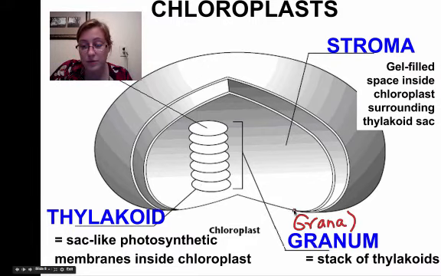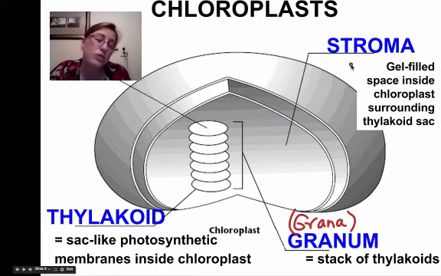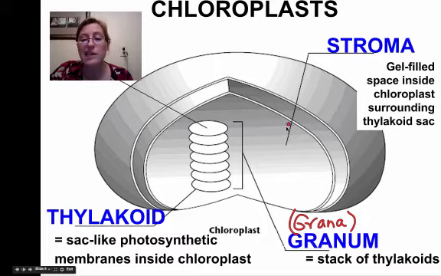Okay, grana is going to be the plural form. There are a whole bunch of these stacks of grana within the chloroplast. Then we have the stroma, which is going to be the space in between. The stroma is the most similar to the cytoplasm. It's not really a structure. It's more the empty space in between other structures.